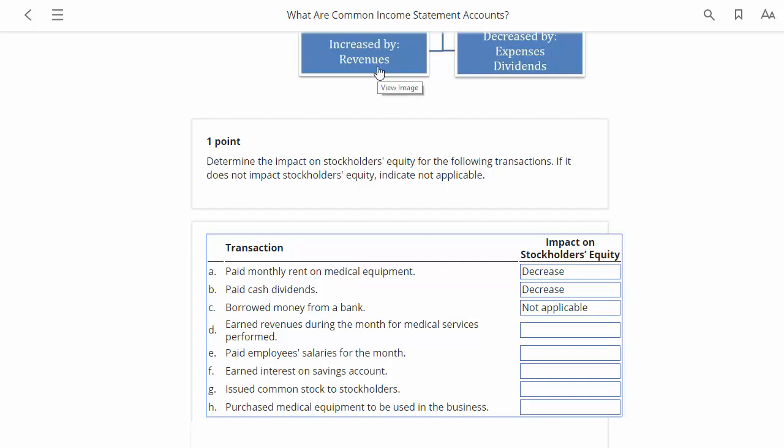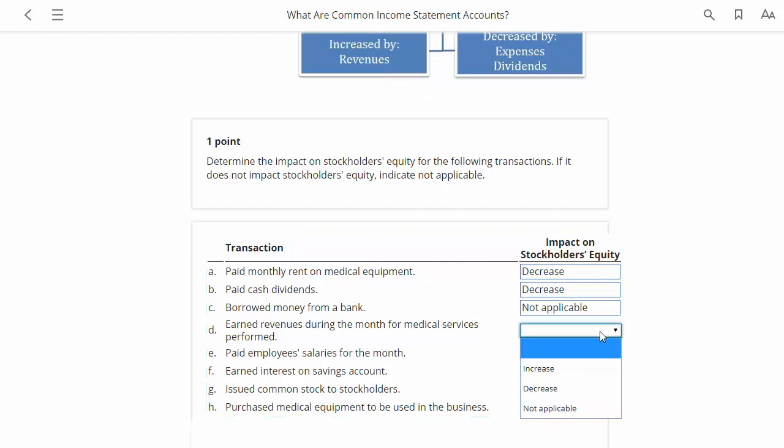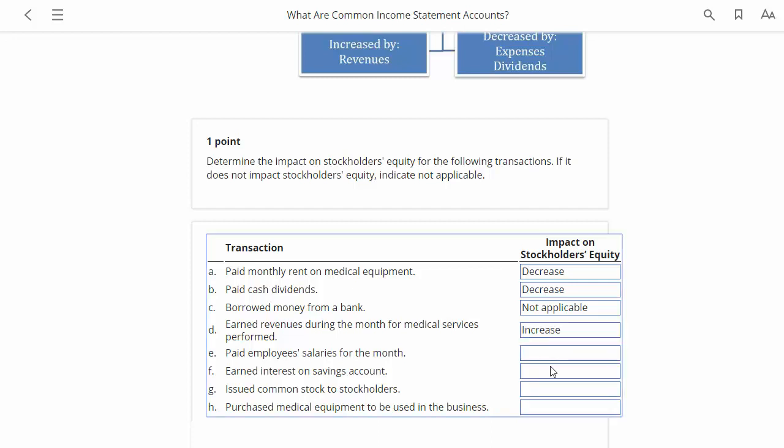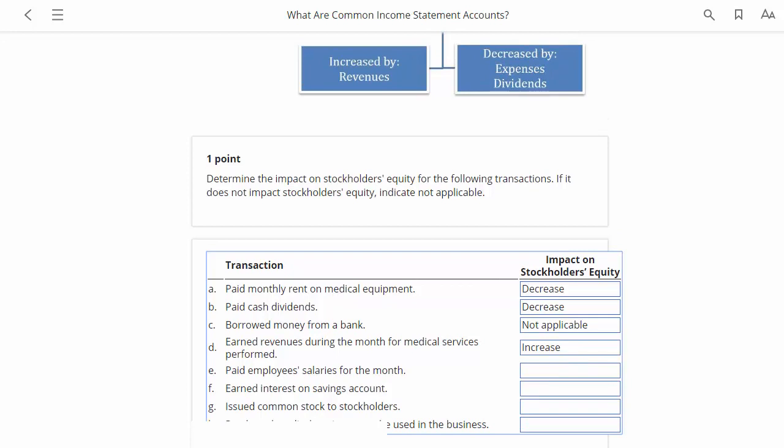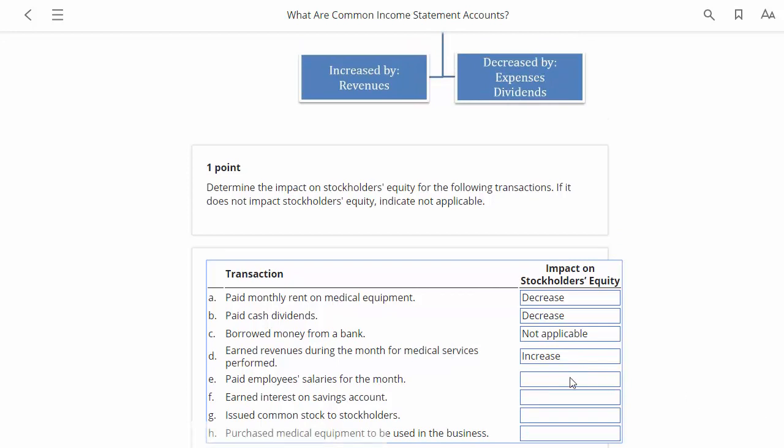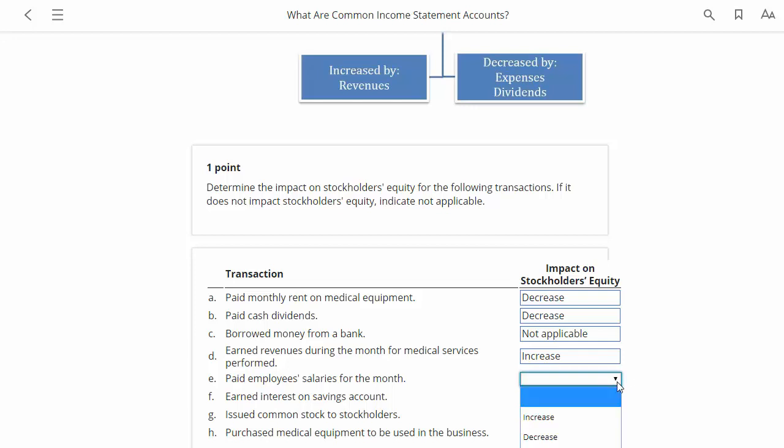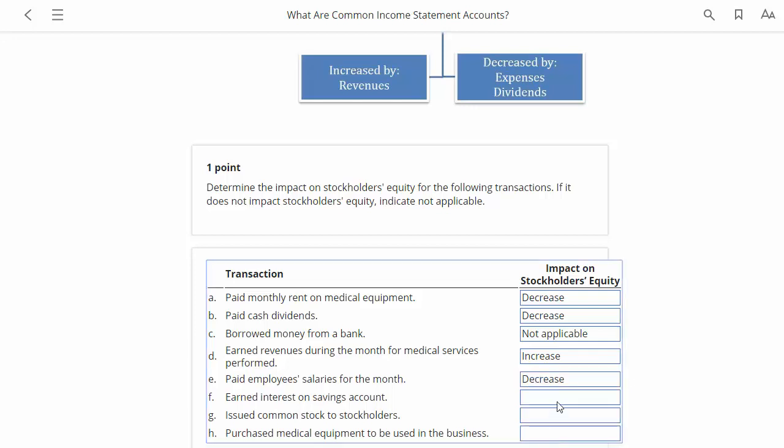We earned revenues during the month for medical service. Okay, so that's a revenue. We increased revenue, just like what you see here. Increases revenue will increase stockholders' equity. All right, so what do we have left? Paid employee salary for the month. That's going to increase expense, which decreases net income, which therefore makes its way by decreasing retained earnings.